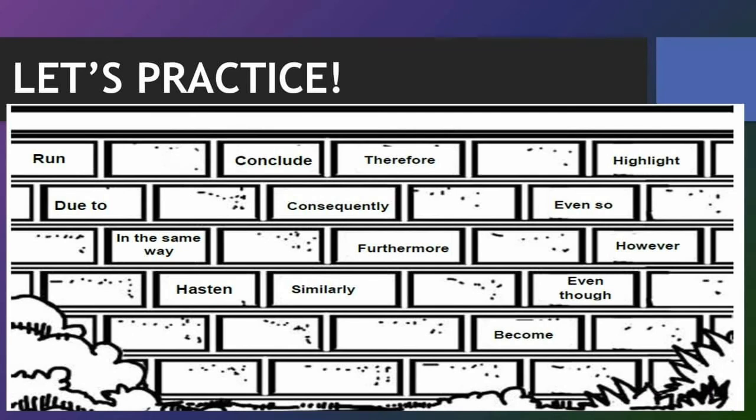Okay, so before we start, please provide a sheet of paper and a pen for you to write your answers. Okay, so this activity is entitled Pick Me Out. From the brick wall, as you can see on your screen, you have to pick out the transition words that we have discussed. Okay, and write your answers on your paper. Just a sheet of paper, then your pen. Okay, so I am giving you 1 minute to pick out the transition words from the brick wall. Your time starts now.